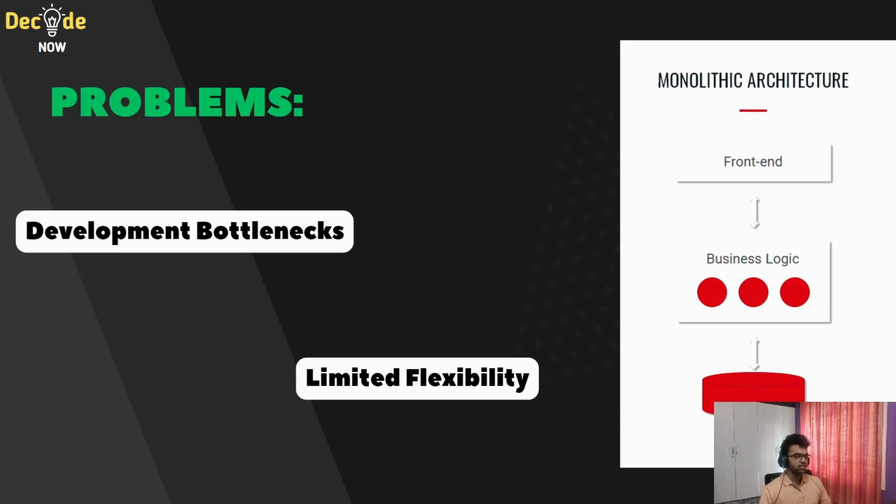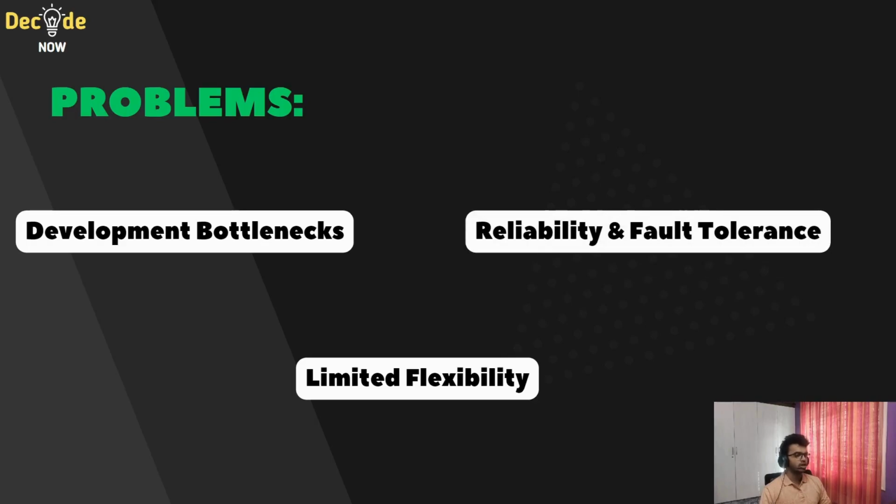And the next thing is reliability and fault tolerance. A failure in one component can impact the entire application, potentially leading to a system-wide outage. So let's suppose there is one error from team B that is working on sales and offers. Then the entire application will go down because of that one error. It's not like only the sales and offers section will be down.